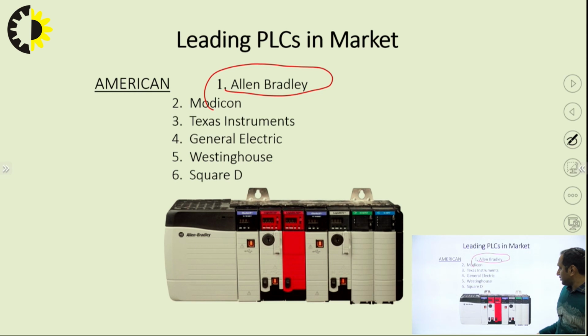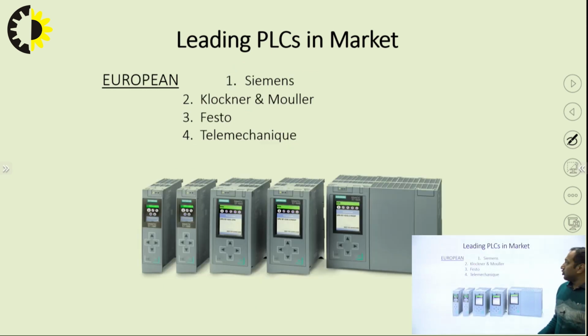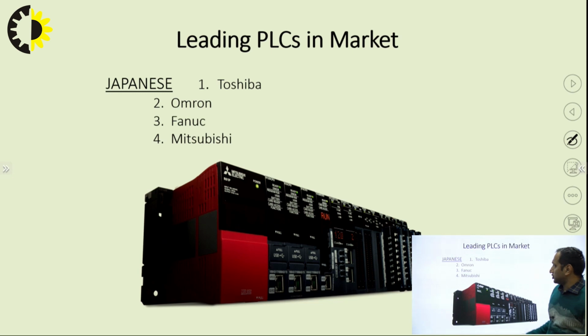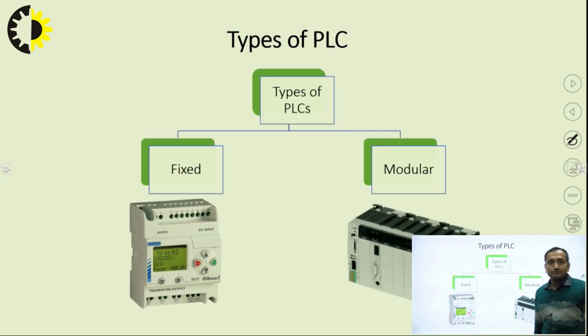of this PLC, and as you can see, the Allen Bradley PLC looks like this. Modicon is one of the manufacturing companies, an American company, Texas Electric, Westinghouse, Square D, and European is Siemens, Festo, some of these, Klockner and Moller, Telemecanique, are among the companies manufacturing PLCs. Japanese is Toshiba, Omron, Fanuc, Mitsubishi.